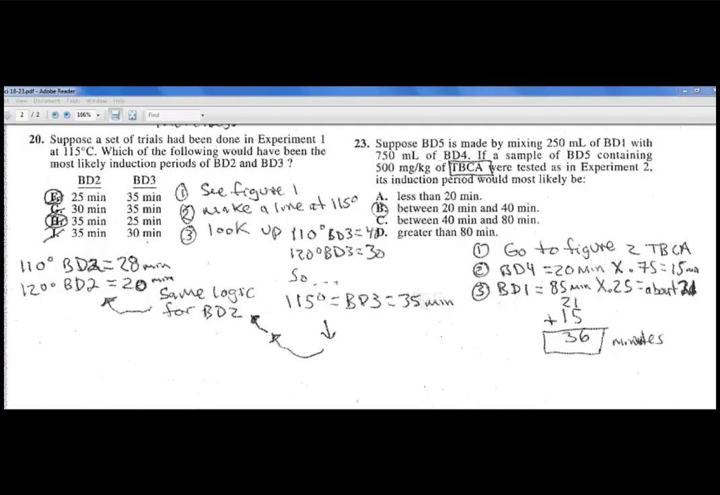Test 68C, Science, practice problem number 20. Number 20 states, suppose a set of trials have been done in experiment 1 at 115 degrees Celsius. Which of the following would have been the most likely induction periods for BD2 and BD3? So the first thing we want to do here is go to experiment 1, find 115 degrees. Then we're looking for BD2 and BD3.